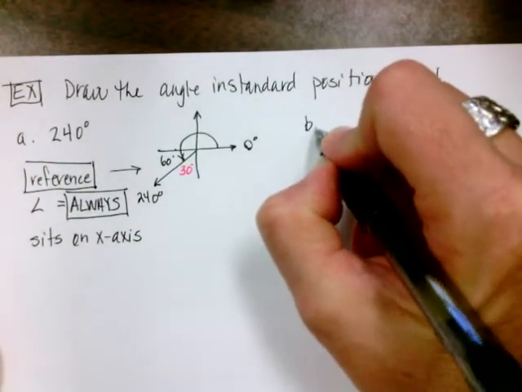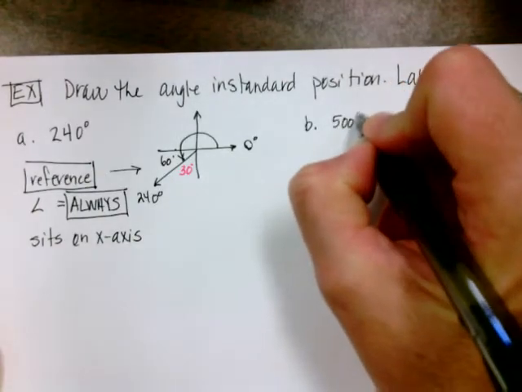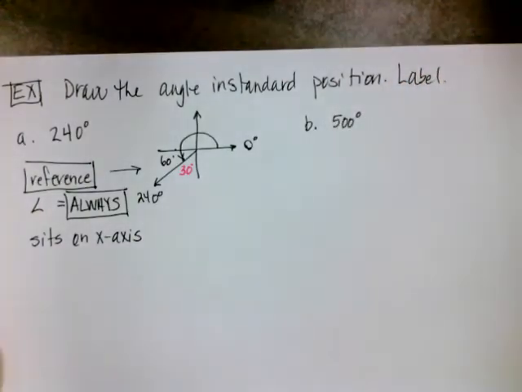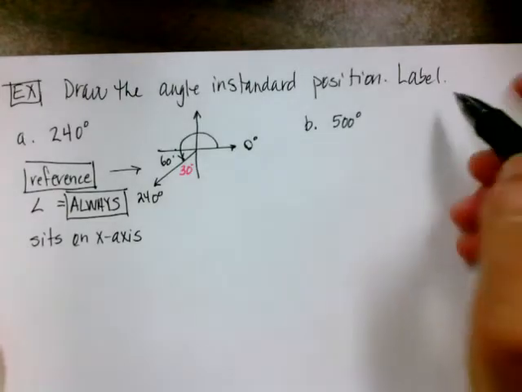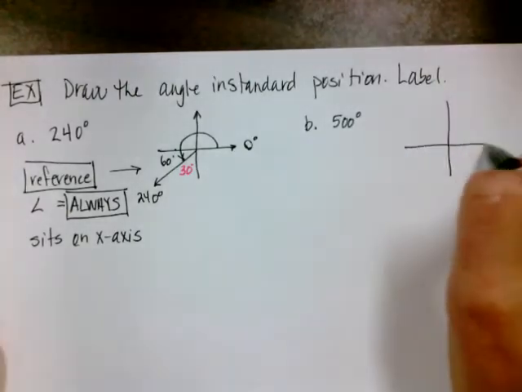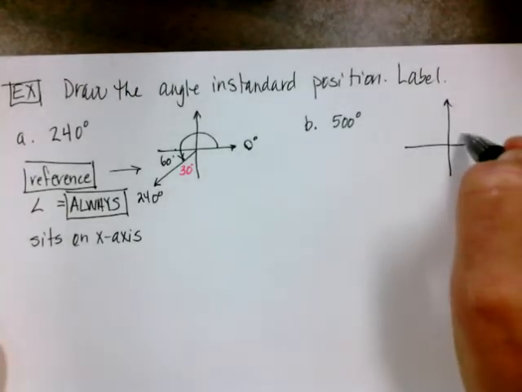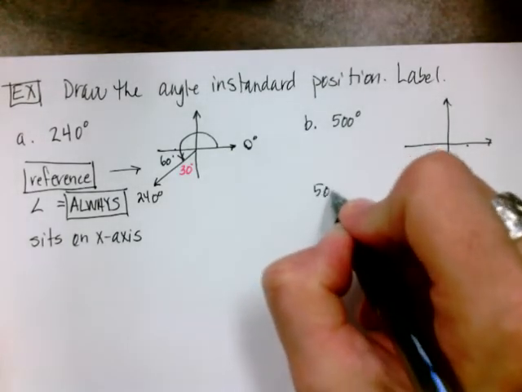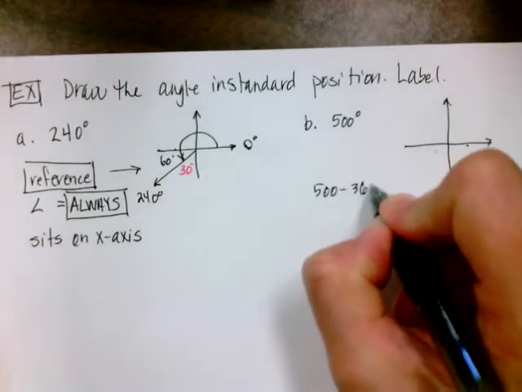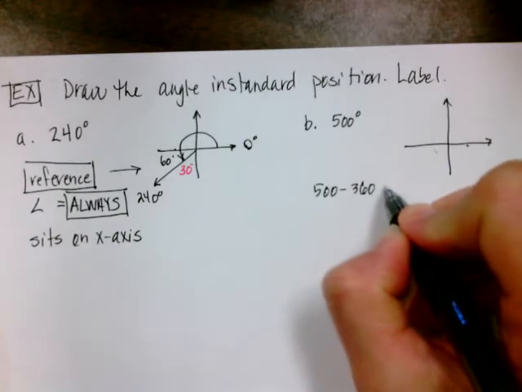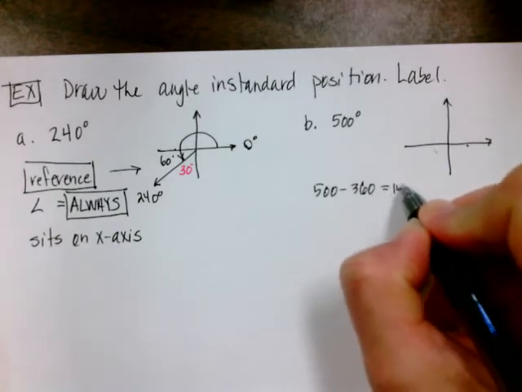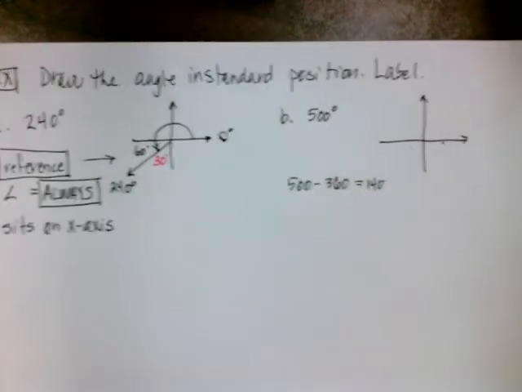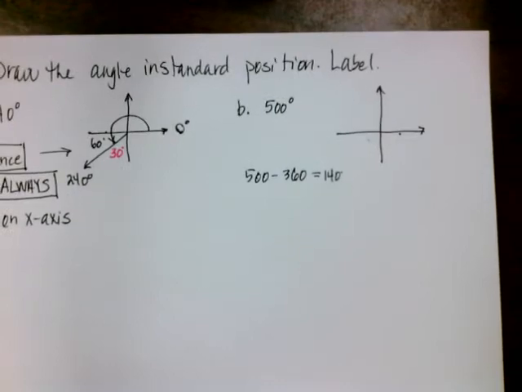All right, our second example is going to be 500 degrees. Well, if you'll remember from geometry, if I start with my little diagram, all the way around is 360 degrees. So that means I'm going to go 360 plus some. So if I do 500 minus 360 degrees, that's one full rotation, I'm going to get 140 degrees. So that helps me draw my angle. So now let's go through the process.